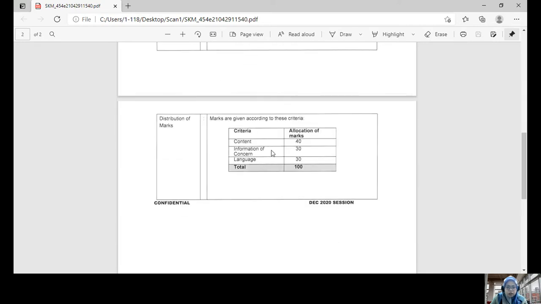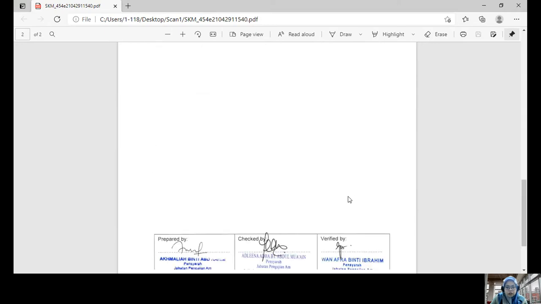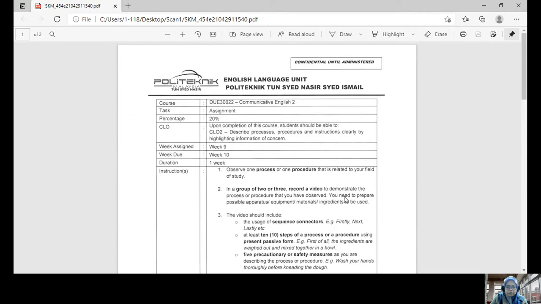So the mark allocation, we will assess you based on content, information or concern and the language. So total 100, kita akan jadikan 20%. Okay. I give you an example. Okay, I kasih you contoh. Sekejap. Sebentar.